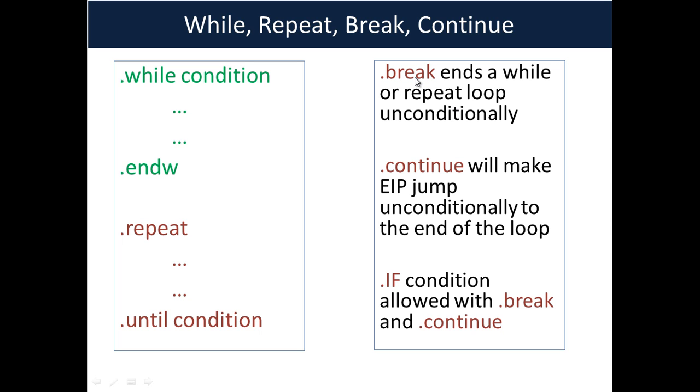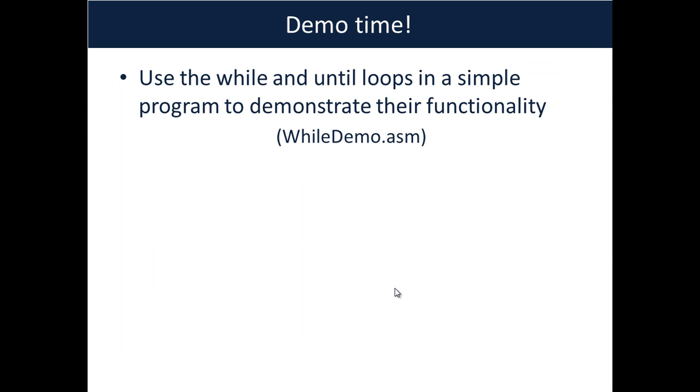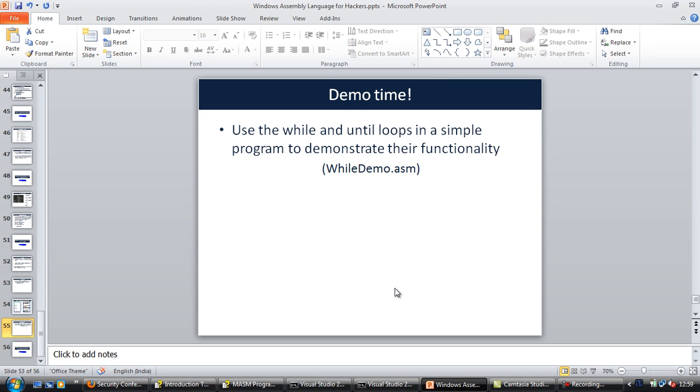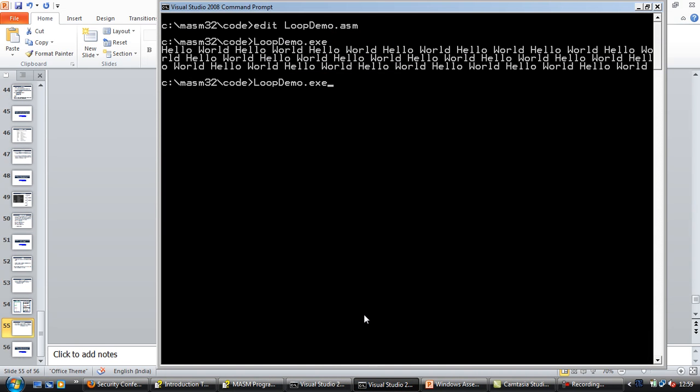Now we may recall that the break and continue statements are used to go ahead and exit the loop either permanently in the case of a break or just for that instance of the looping in the case of continue. Now the interesting thing about MASM is that along with the break and continue statements, we can even add an if condition. So let's understand all of this with the help of a simple example where we demonstrate both the while and until loops. This is done in a file called while demo.